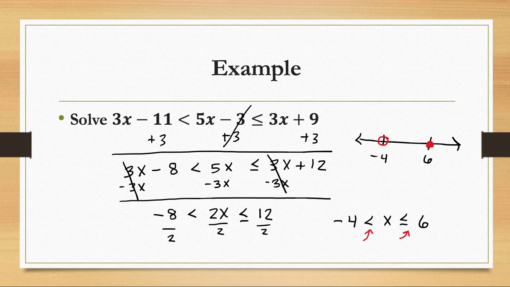Where do we shade? We ask ourselves where the x is. The x is in between the negative 4 and the 6, so I'm going to shade in between the negative 4 and the 6.